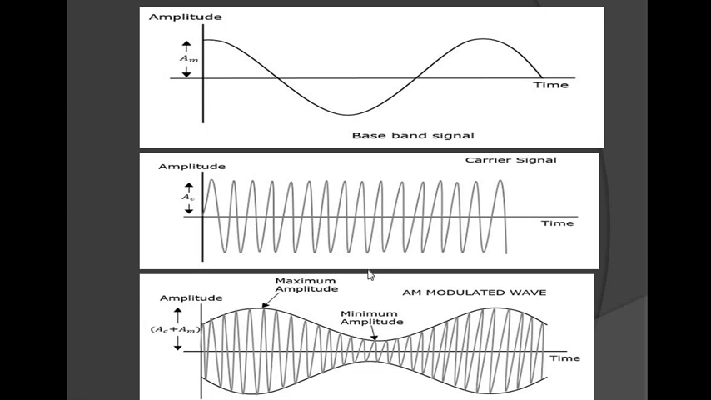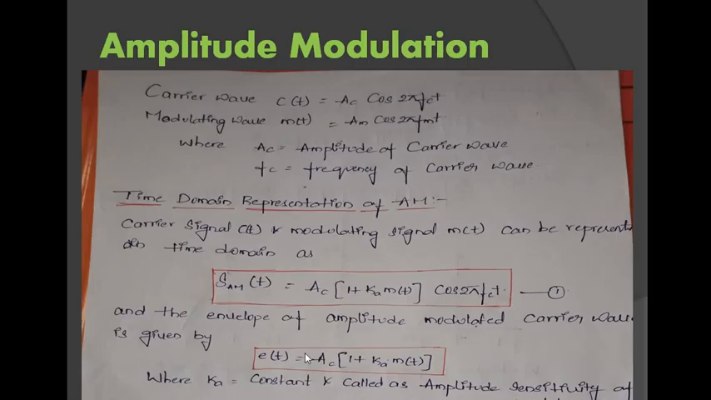So in the time and amplitude graph, we have here AC and AM. AC is the amplitude of your carrier, and AM is the amplitude of your message signal. So this is the amplitude modulated wave we have seen. Clear? Now I'll explain the mathematical derivation of the amplitude modulated signal in both the time domain as well as the frequency domain.